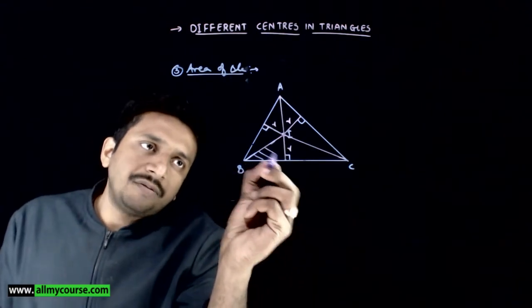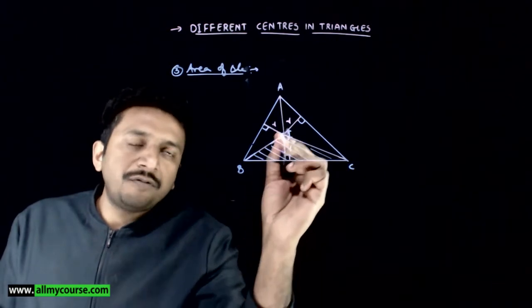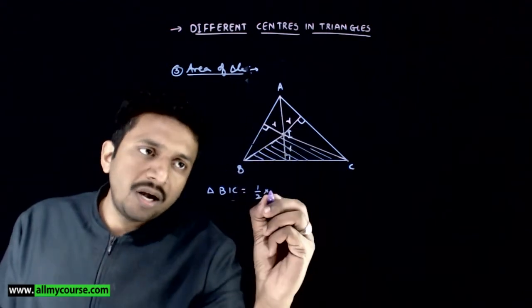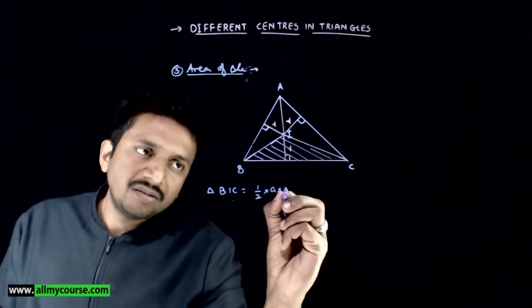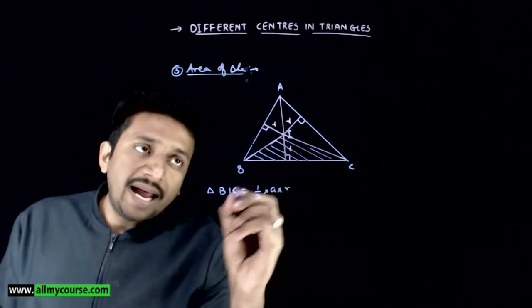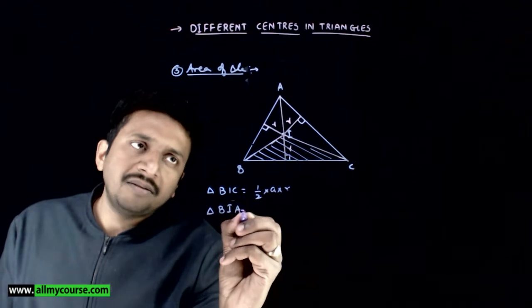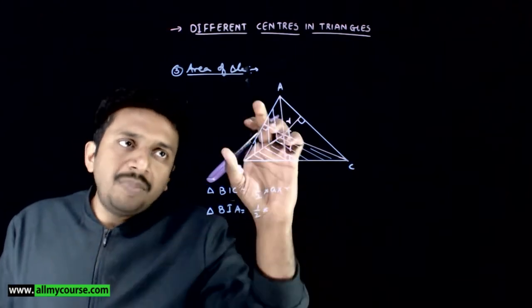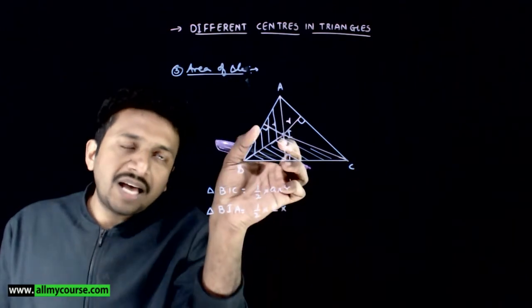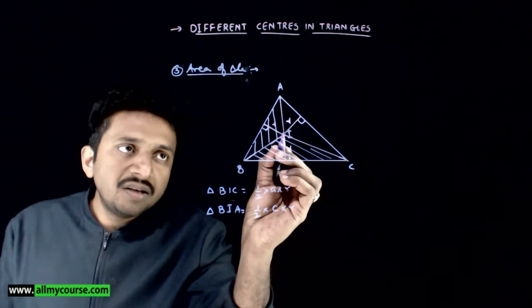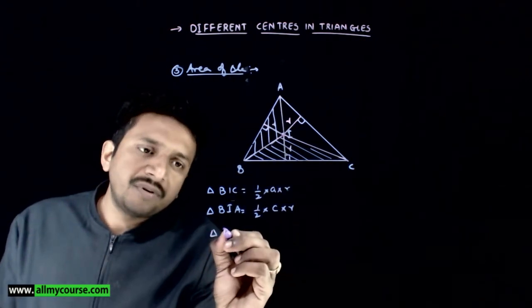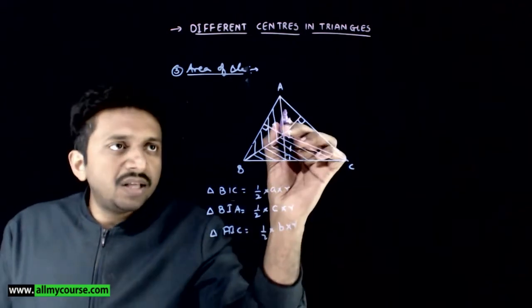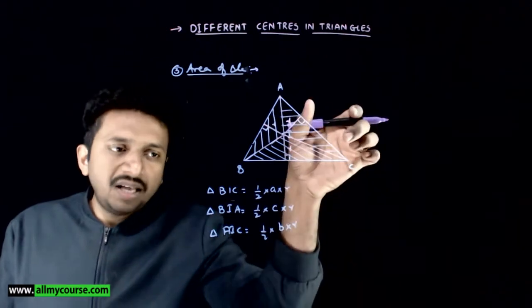Now, what is the area of this triangle? So the area of BIC, delta of BIC, is equal to half times base BC, which can be called a, times the height, which is nothing but smaller r. And what is delta BIA? What is the area of this triangle? So the area of this triangle is half times the base, here it is AB, so I can call it c, times the height, which is again equal to r, because the perpendicular distance from I onto AB is r. What is delta of AIC? Half times AC, that is b, times r.